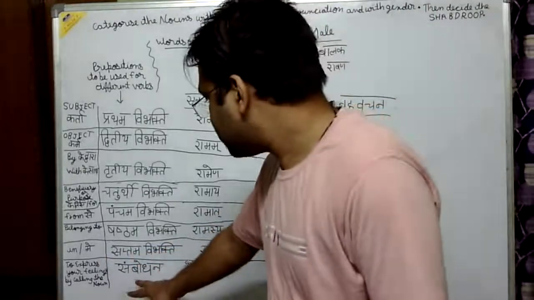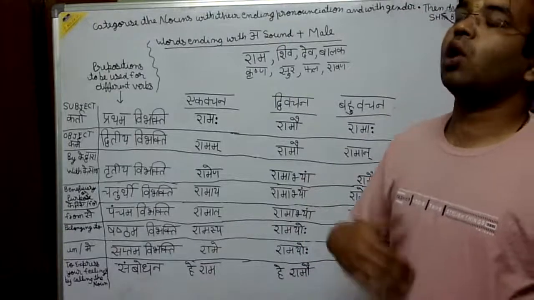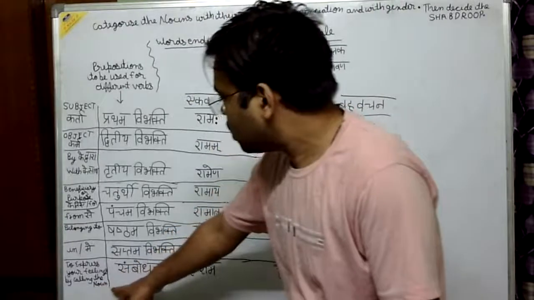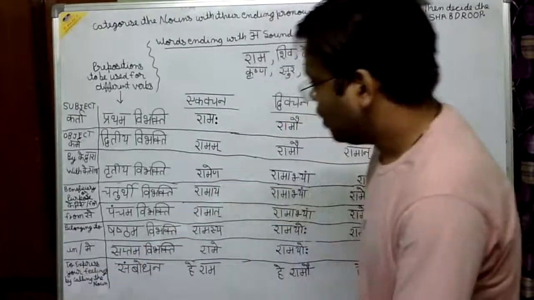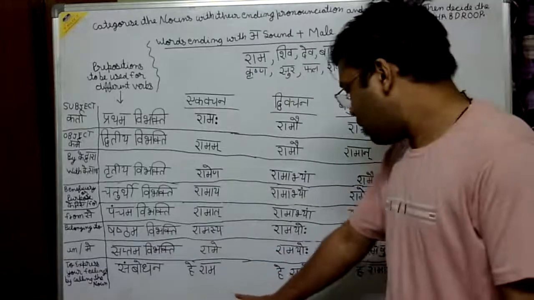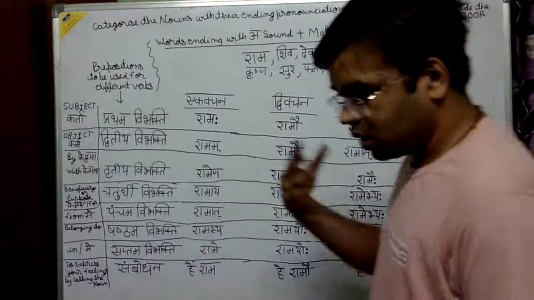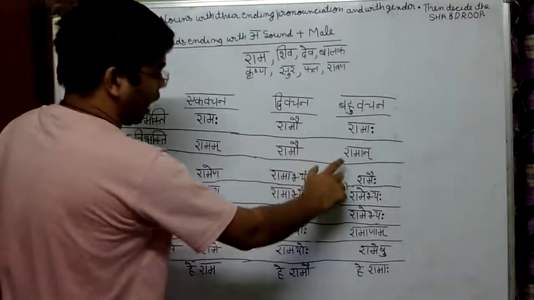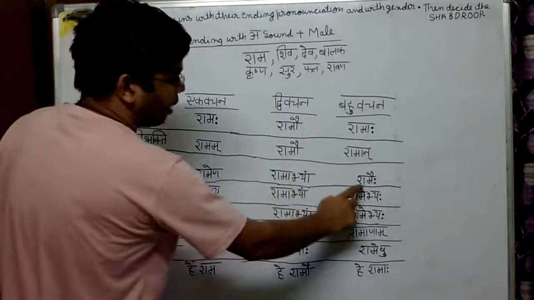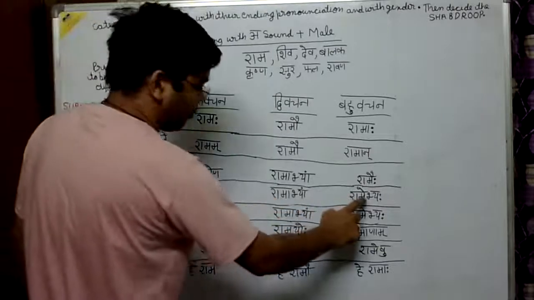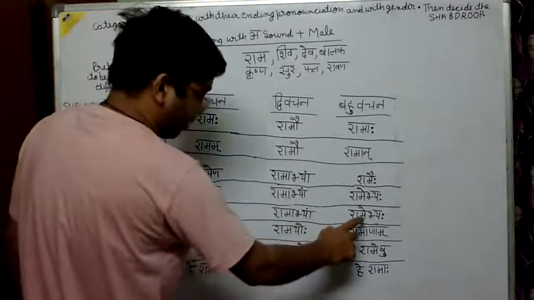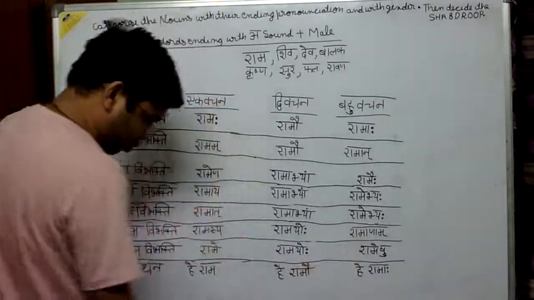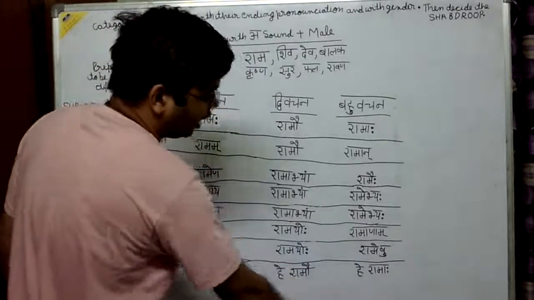And in the last we have Sambodhan. What is Sambodhan? Whenever we call someone to express our feelings, we use Sambodhan. Like here, Hey Ram, He Ramau, He Rama. So once again I shall repeat. Ramah Ramau Ramah, Ramam Ramau Raman, Ramena Ramabhyam Ramaih, Ramaya Ramabhyam Ramebhyah, Ramat Ramabhyam Ramebhyah, Ramasya Ramayoh Ramanam, Rame Ramayoh Rameshu, He Ram, He Ramau, He Rama.